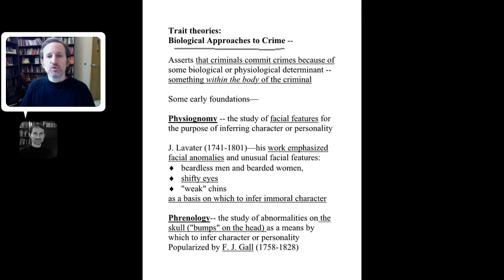And so this is going to be a bit different than rational choice theories that we just looked at in the previous slides. The idea here is that criminals become criminals, they do crime, because of something biological or physiologically different about them. And that is something that's within the body of the criminal.